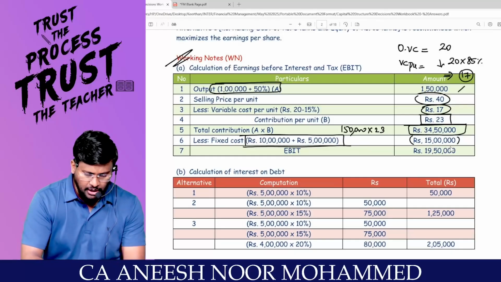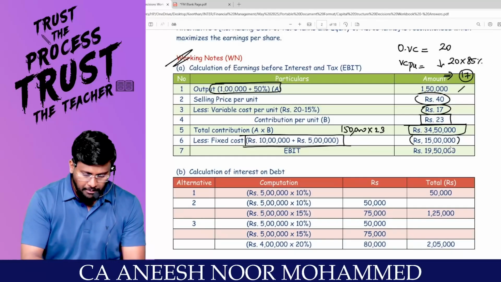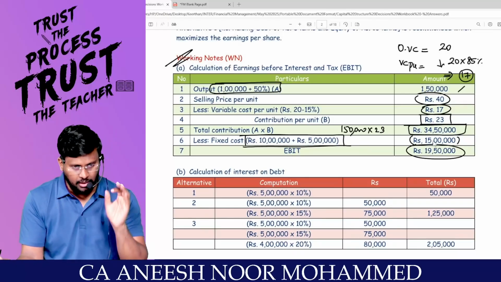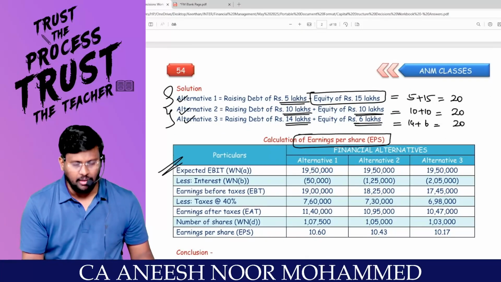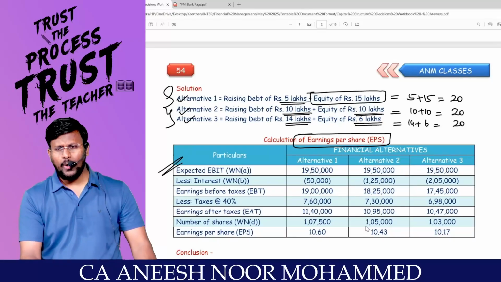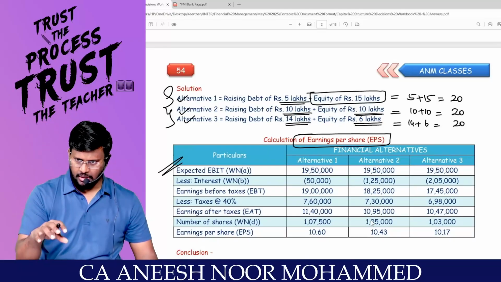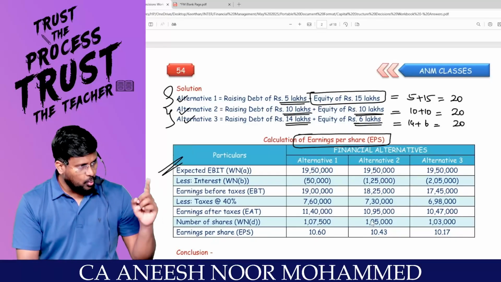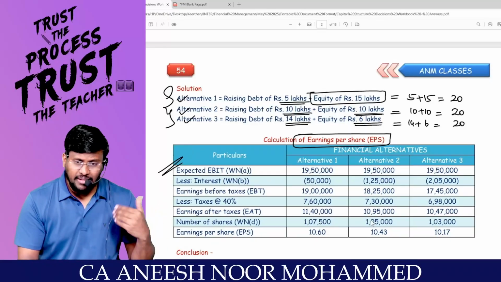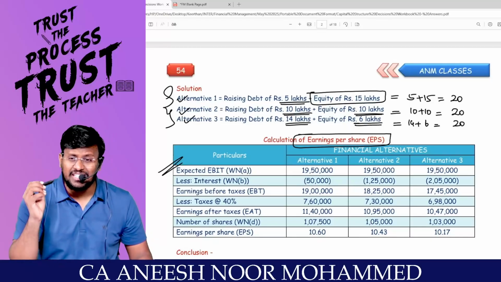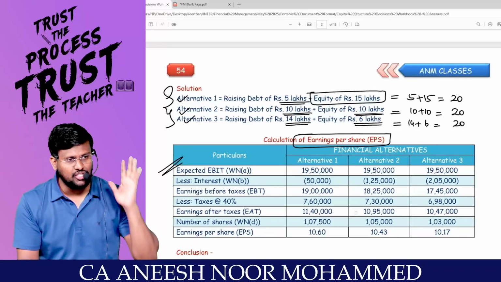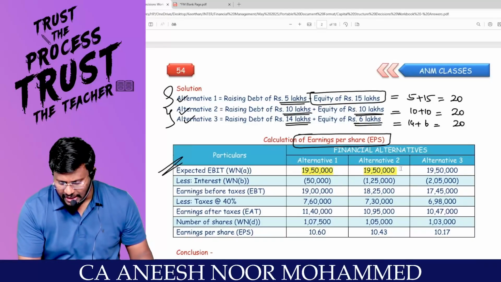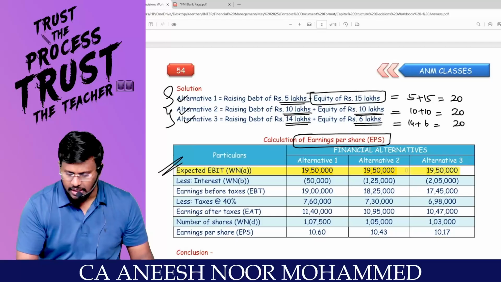So from 34,50,000 minus 15 lakh, 19,50,000 will be my new EBIT. Let me ask you a question. Whether you are doing the project by all equity, or fully debt, or equity and debt, will the EBIT change? No. EBIT is not a financing decision. It is an operating decision. Right, sir? So, my dear lovable students, 19 lakh 50 is the EBIT, earnings before interest and tax.